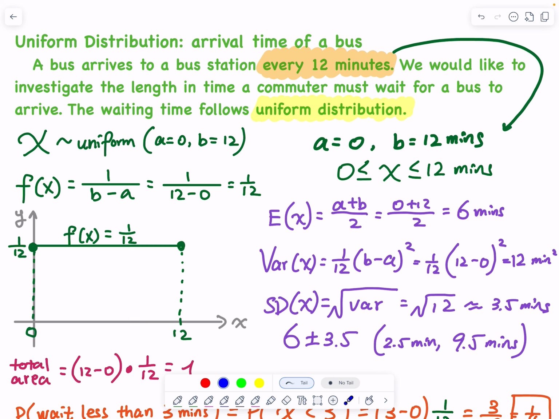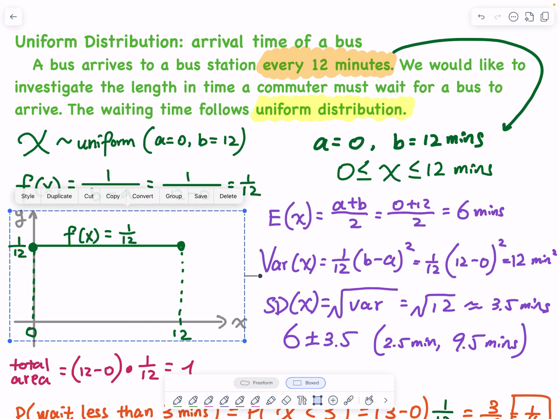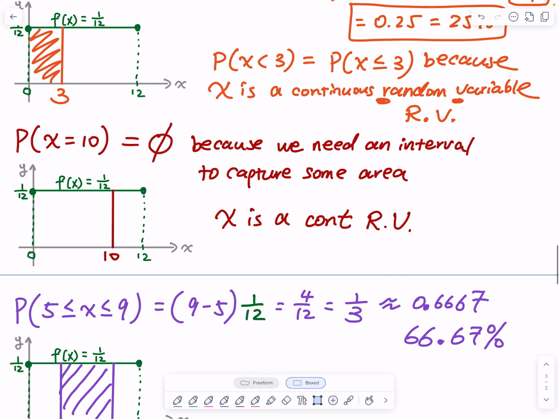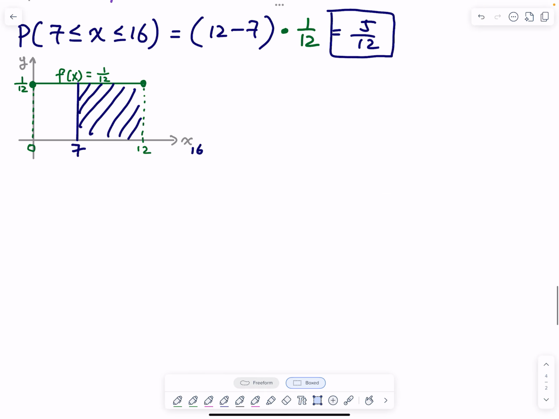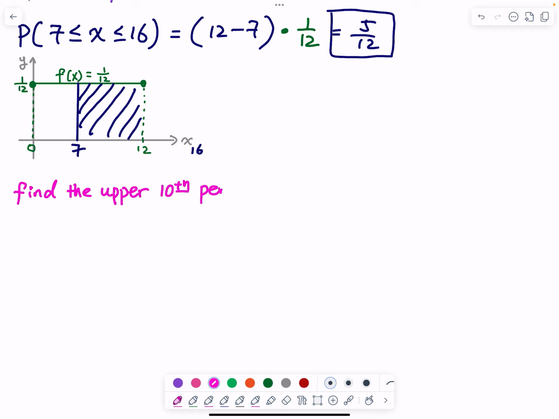upper 10th percentile. Okay, let me copy this graph first. So I'm going to do a copy, and then I will paste, this is what we did already, and then how about right here? Let's say I would like to find the upper 10 percentile.